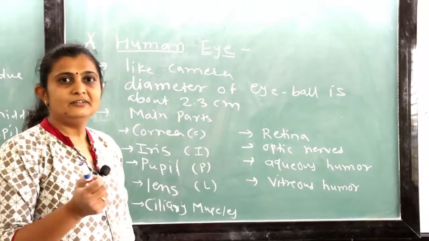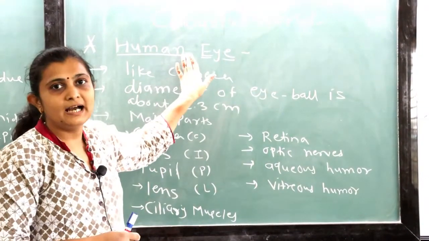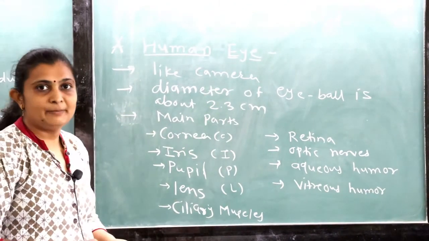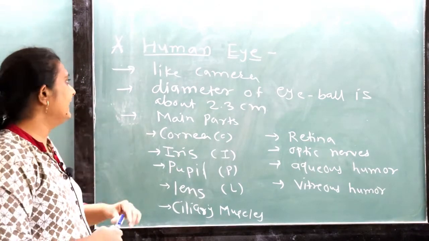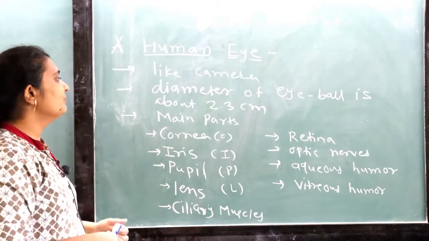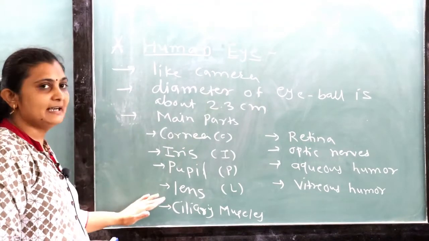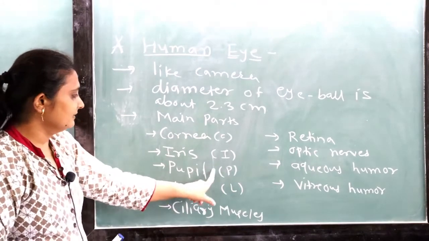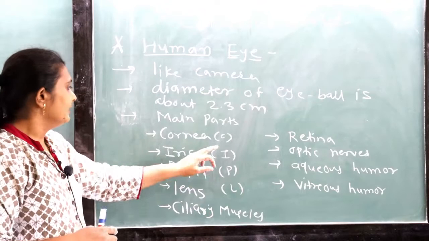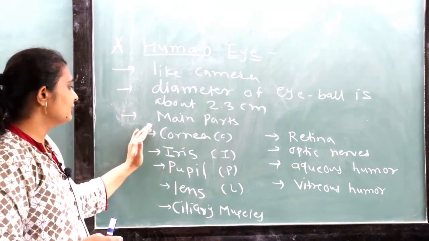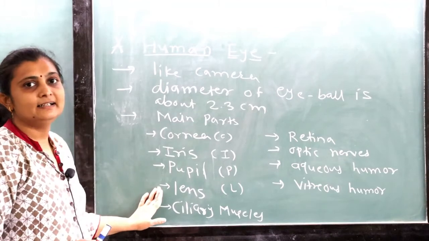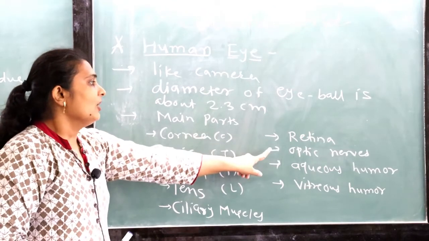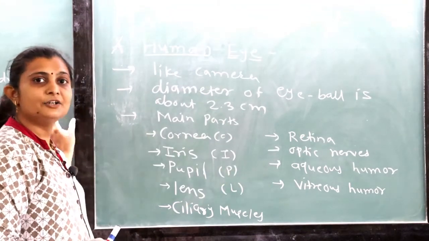Before that, we again take a look at the human eye. The human eye is like a camera. What is the function of the human eye? Like a camera. The diameter we already saw is 2.3 centimeter. These are the main parts. See how you have to learn this. This is the IPL, you know the IPL. Now CIPL: C for the cornea, iris, pupil and lens. After that, ciliary muscles, retina, optic nerves, aqueous humor, vitreous humor.